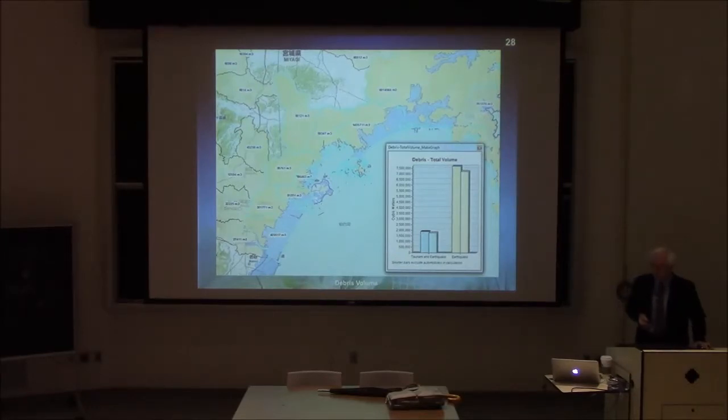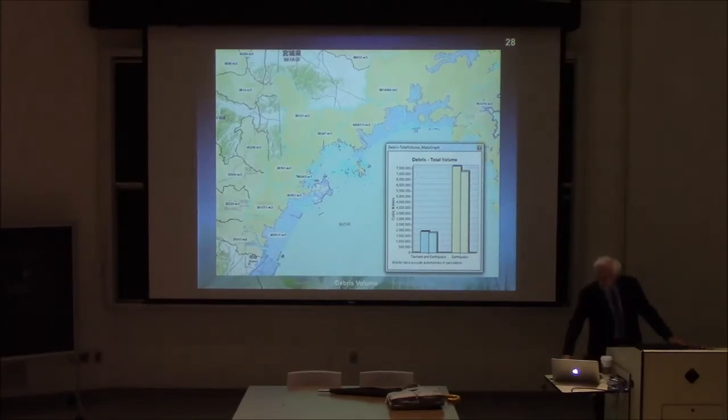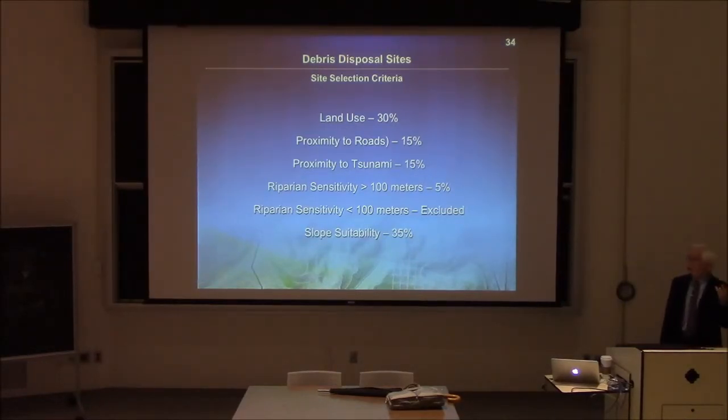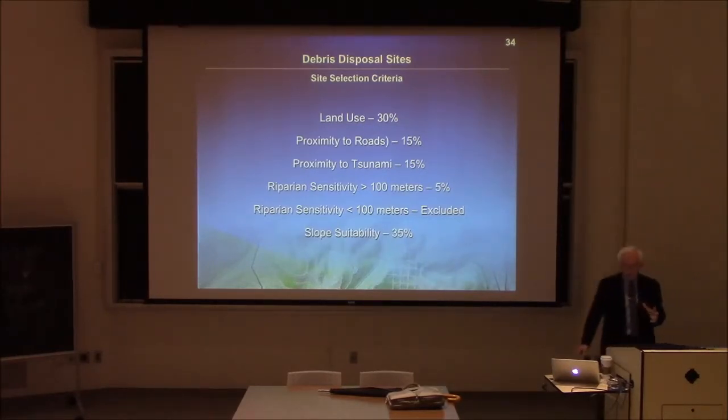That had to be hauled away before they could start rebuilding. One of the challenges is, if any of you have ever been to Japan, the roads are quite narrow, and they wind up through the hills. So it was very difficult to get trucks through these small roads. They had to ask, where are we going to put disposal sites? We've got to have the appropriate land use and proximity to roads. We want to be near the tsunami area so we don't have to haul it too far. We don't want to be near rivers and lakes, for riparian sensitivity. We certainly don't want to be within 100 meters of them, because some of this stuff is toxic. And we want the right slope, not too steep.